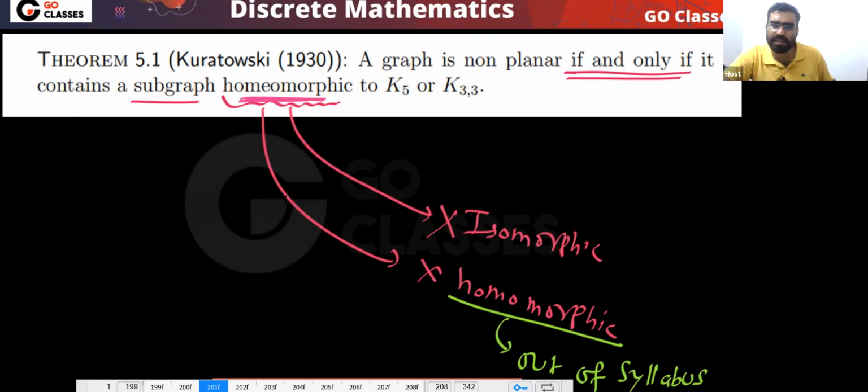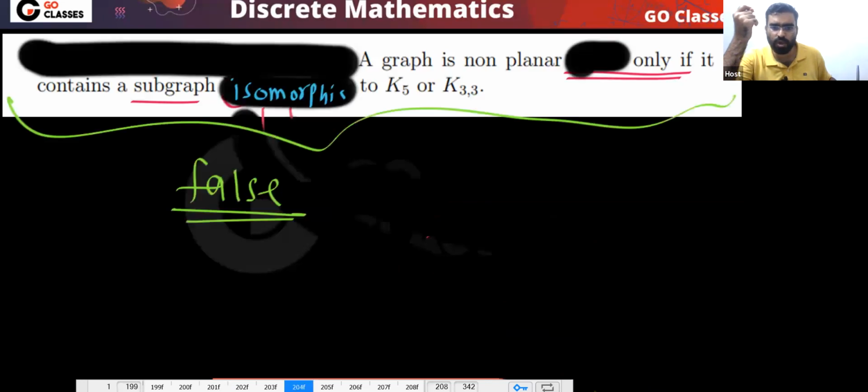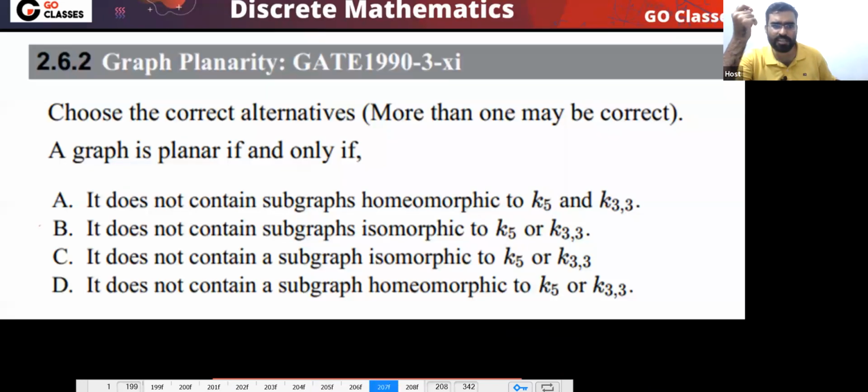This proof is so complicated that even in the IISc graph theory course, they don't teach the proof. They will just give some idea. They will not teach the complete proof. So don't worry about this proof. The idea is very simple. So this is your GATE exam question.